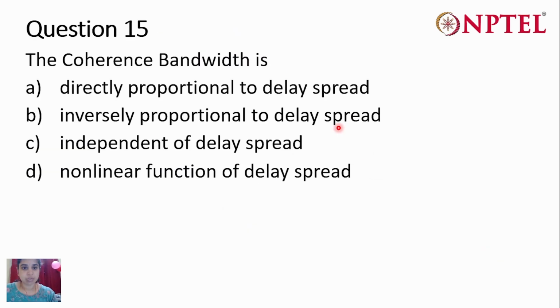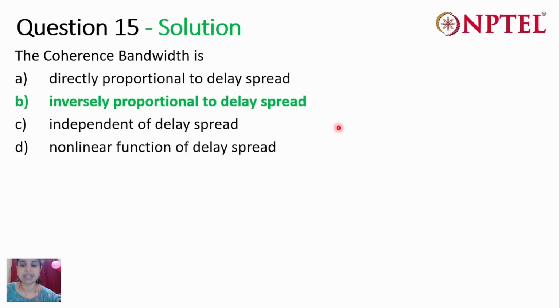What is the relation between coherence bandwidth and delay spread? This is also inversely proportional. Yes. So when you have a larger delay spread, it means that your coherence bandwidth is very small. Coherence bandwidth and delay spread are inversely proportional.